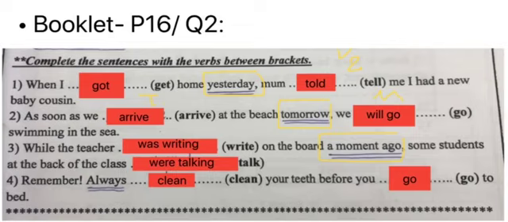And let's read it. While the teacher was writing on the board a moment ago, some students at the back of the class were talking. We used was here because the subject, the teacher, is a singular subject. And we put were here because the subject is students, and students are a plural subject. That's why.